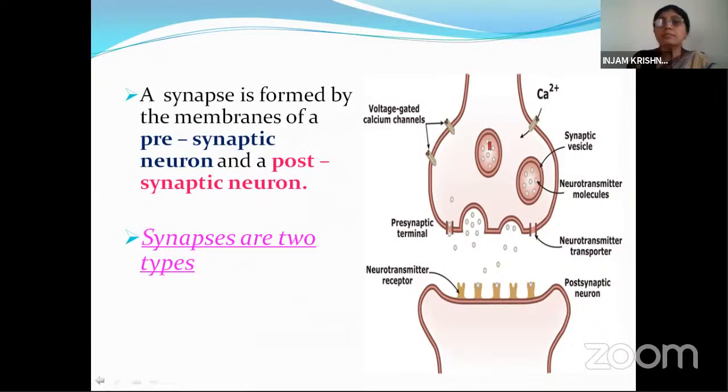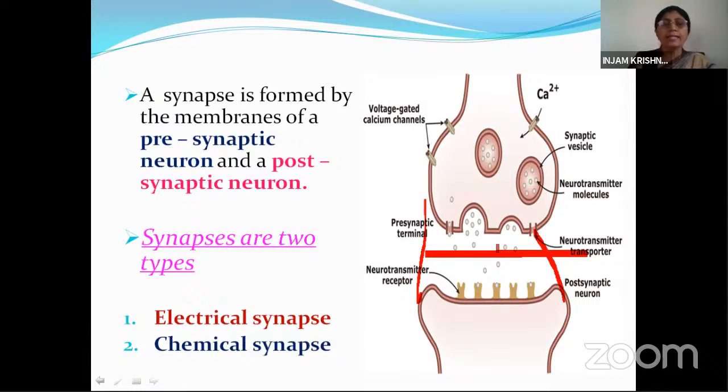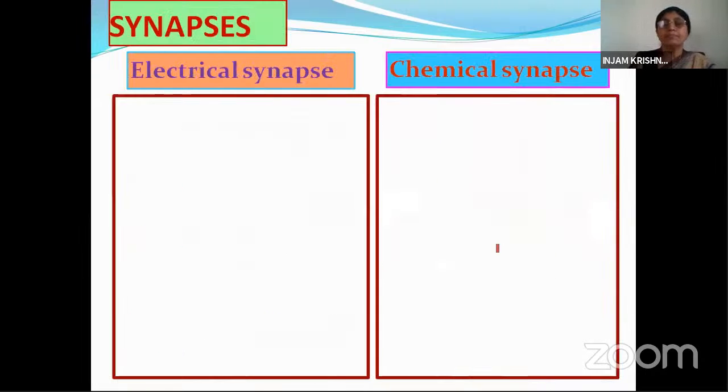Here, these are the vesicles. The vesicles are filled with neurotransmitters. Neurotransmitters are generally acetylcholine, isn't it? We will discuss them in detail. Here is the synapse area, the synaptic cleft. But these synapses are of two types. One is the electrical synapse, the other is the chemical synapse. What is an electrical synapse and what is a chemical synapse?